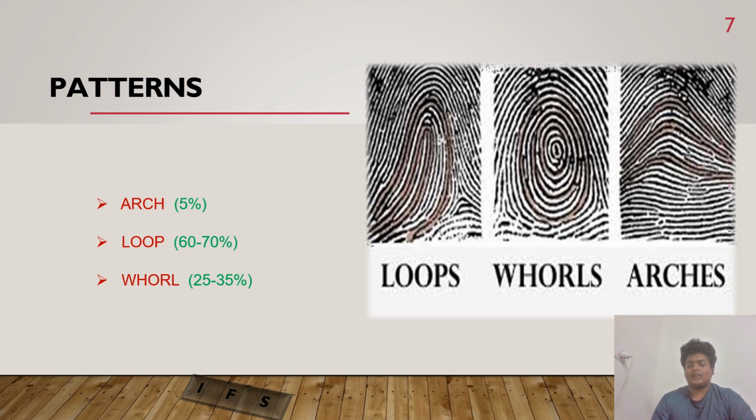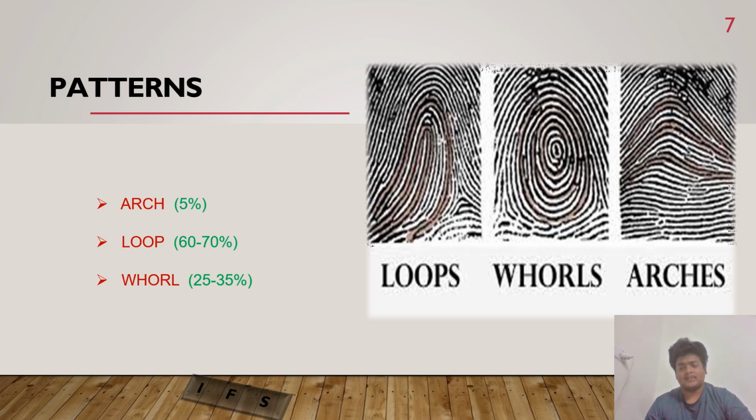If you see the picture here, in the arch patterns, the ridge flow starts from one end of the fingerprint and moves towards the other end. While the ridge flow starts and moves towards the other end, it tends to form a curve that looks like an arch. Hence these patterns are known as arch patterns. The thing to be remembered is that arch patterns do not possess deltas.